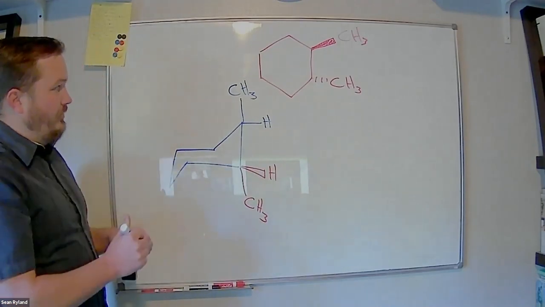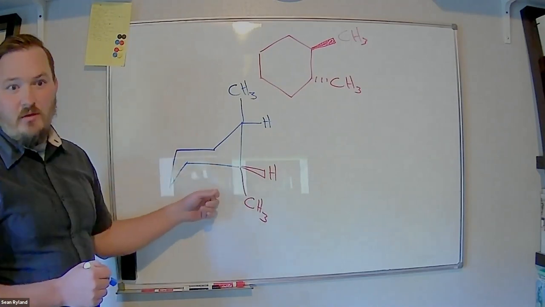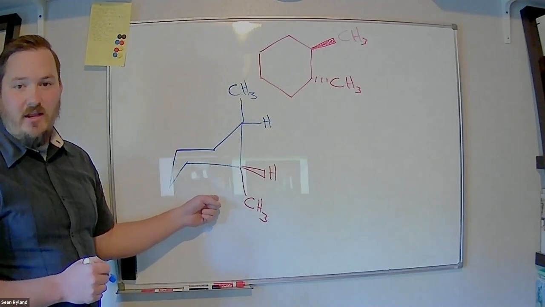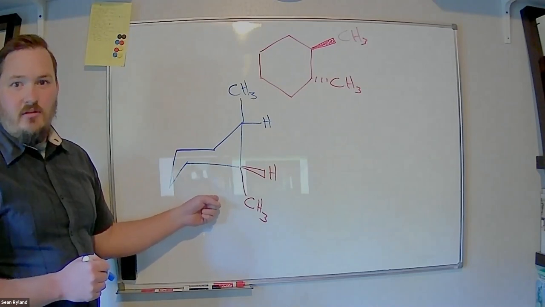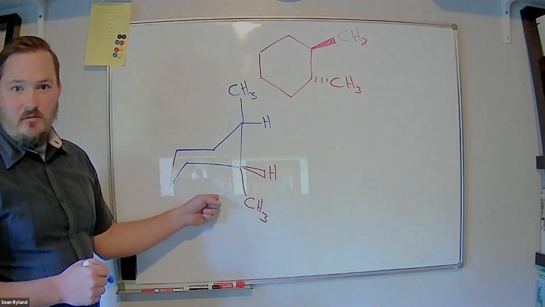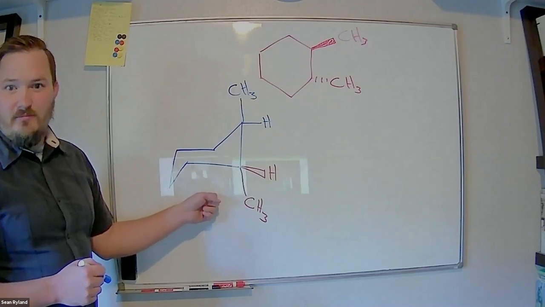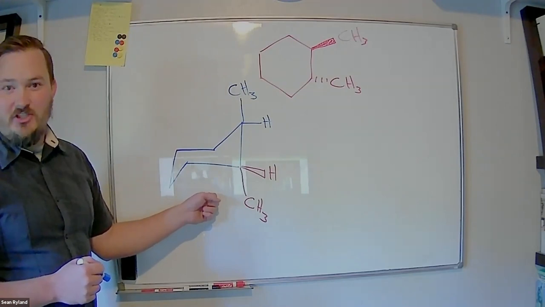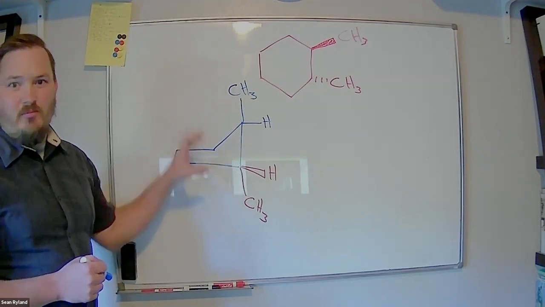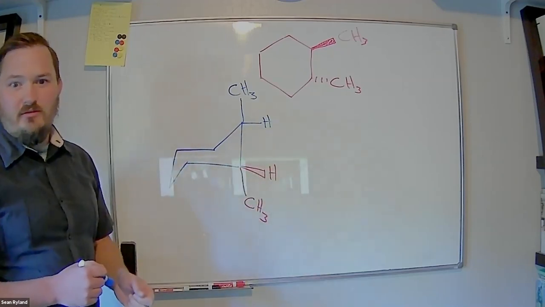So now instead of having one axial, one equatorial, we have both of them axial, right? Significantly less stable than one axial and one equatorial. But what's going to happen when we do a ring flip? We're going to wind up with both of them switching positions, right? If they were both axial here, now when we do the ring flip, they're going to both be equatorial.